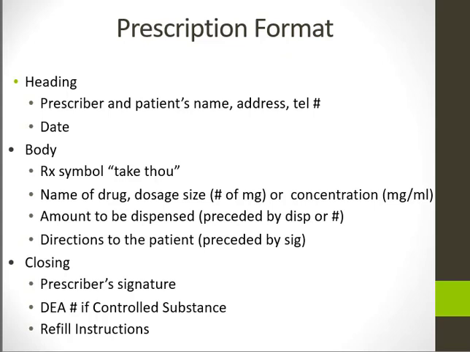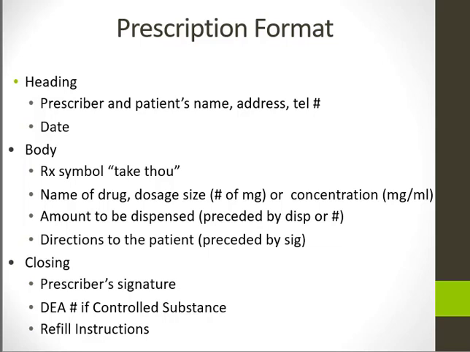So what's the prescription look like? Most of us don't even get the written paper prescriptions anymore. Many of them just go right through the computer. But if you looked at a paper prescription, there'd be a header or heading, and it would have the prescriber and the patient's name, address, telephone number, and the date. The date's important. People shouldn't be trying to fill prescriptions from 2 years ago for pain.